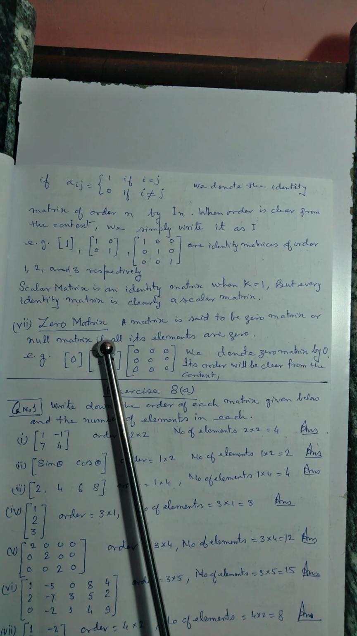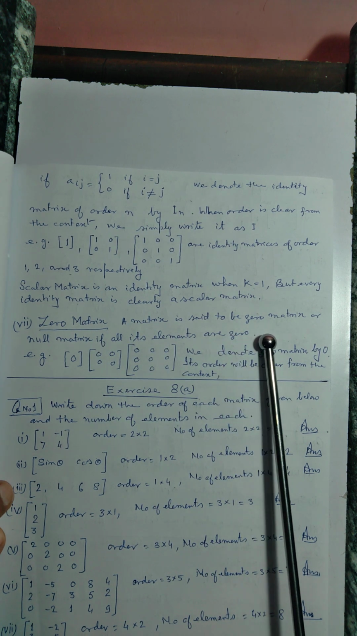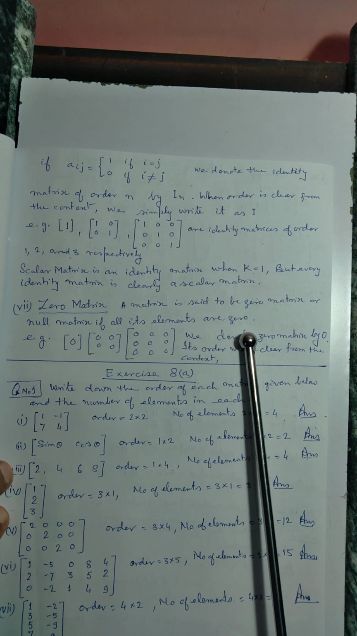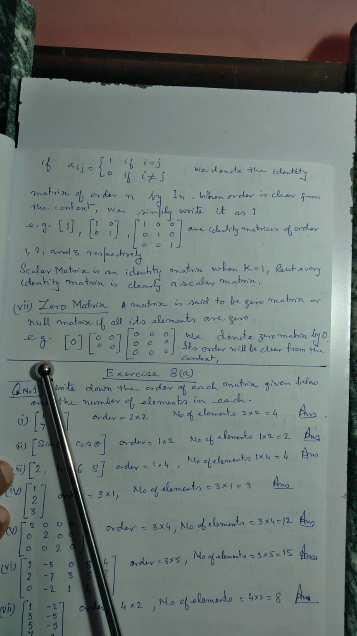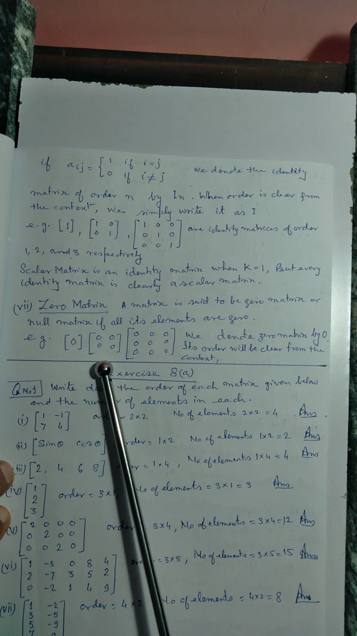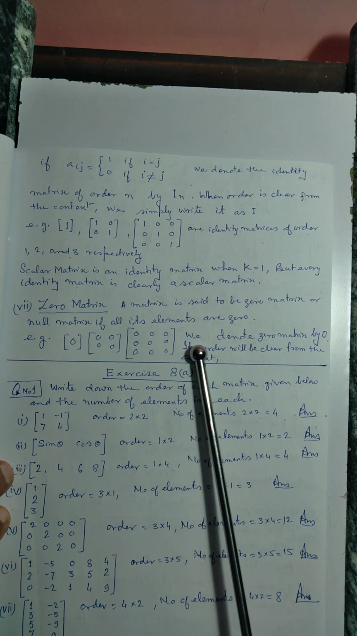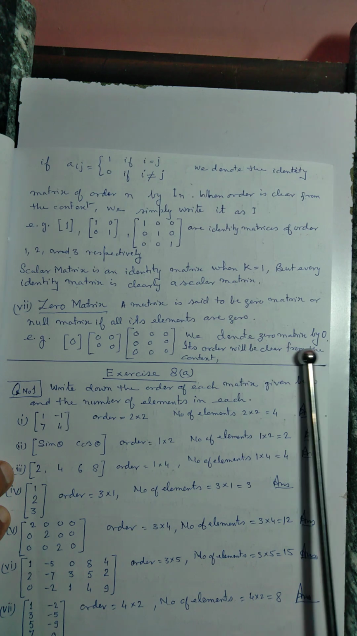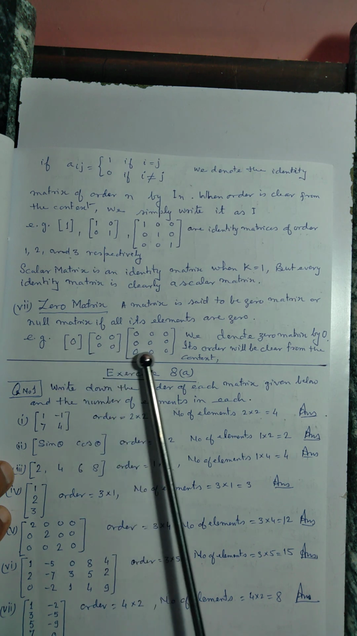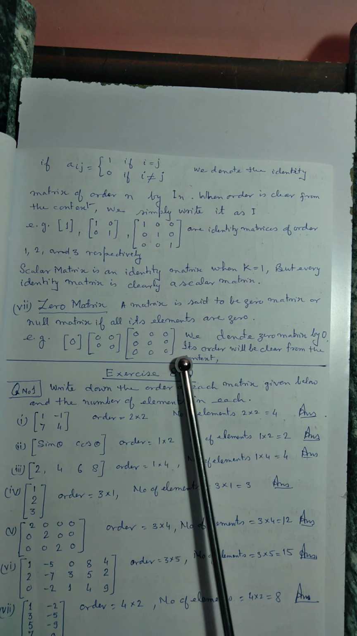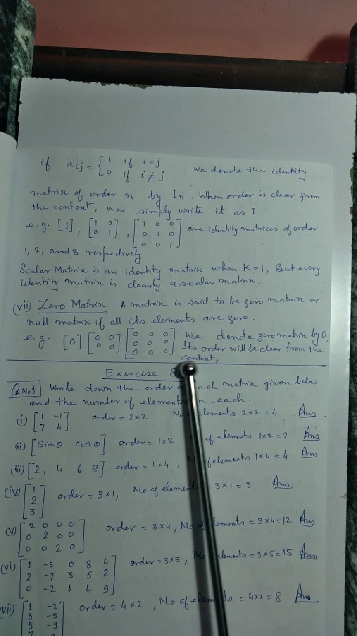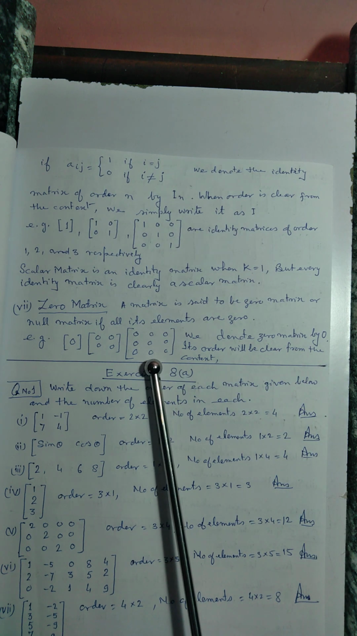Now come to the zero matrix. A matrix is said to be a zero matrix or null matrix if all its elements are 0. Example, you see the 0. Here the second order is 0 0 0 0. All the elements are 0. We denote the zero matrix by 0. Its order will be clear from the context. Context means what the elements are, and what is the number of the elements. So accordingly we can visualize the order of the matrix.